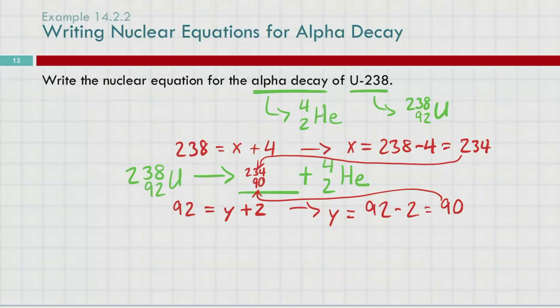Then we go to our periodic table. We find 90. 90 is Th. So we put a Th for our symbol. And that's a complete nuclear equation.